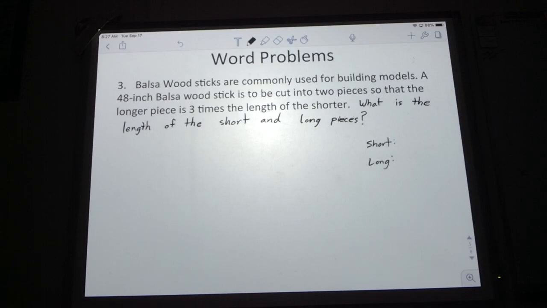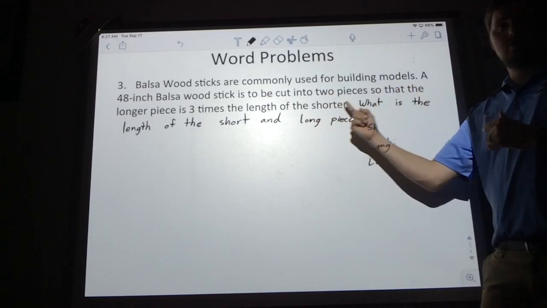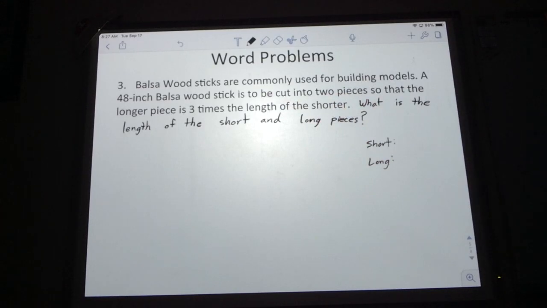So anyone know which one's x? Shorter one. Okay, why is the shorter one x? Because the long one is 3 times the length of the shorter. Good, so we're basing the long one on whatever the short one is. That's what we want to look for. So I will always say, what is my base? Okay, what are we basing everything on? So yeah, you're right. So the short one's x.